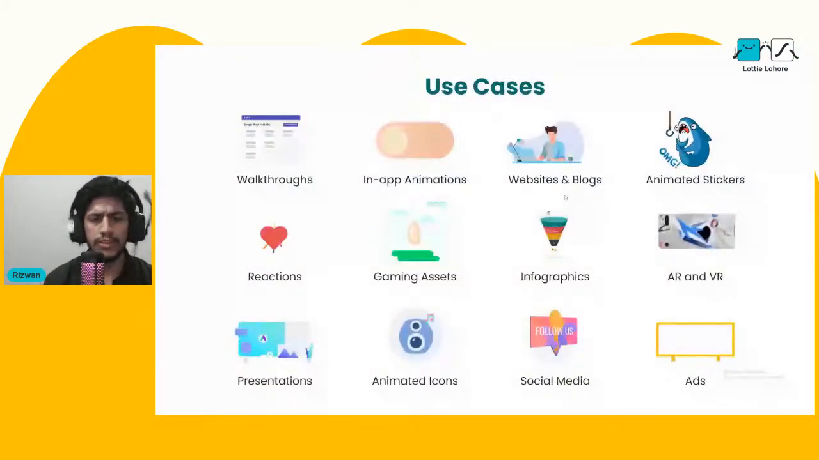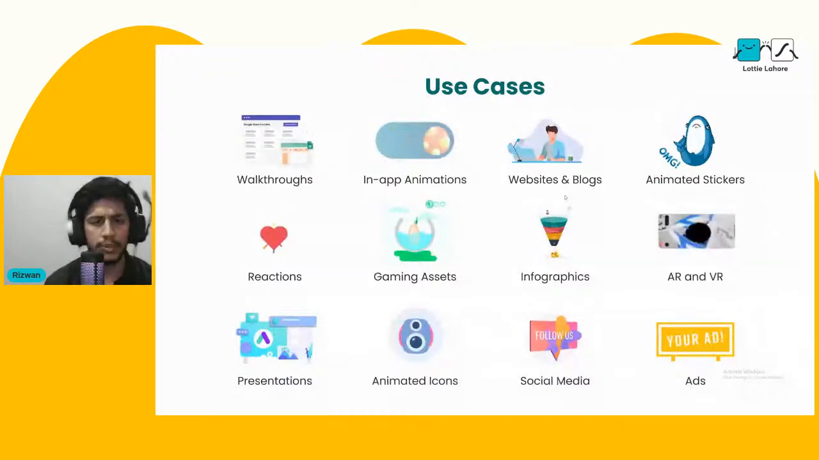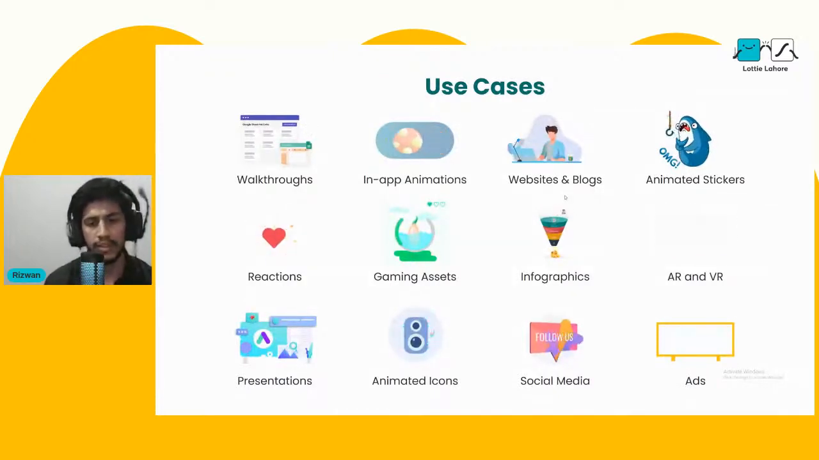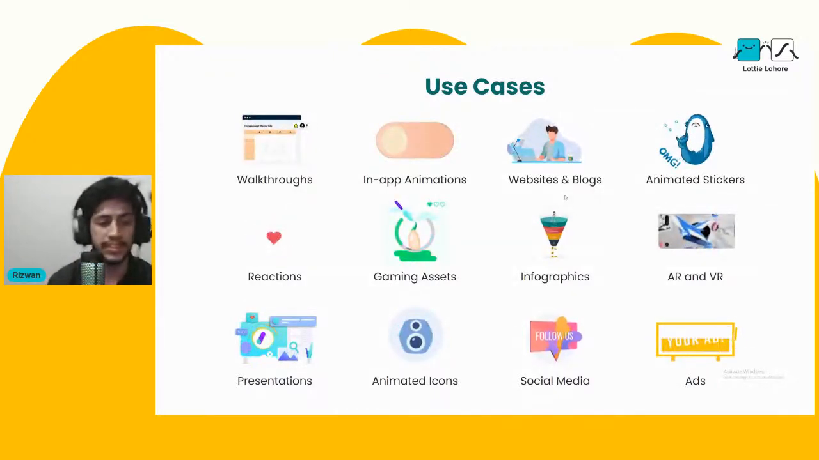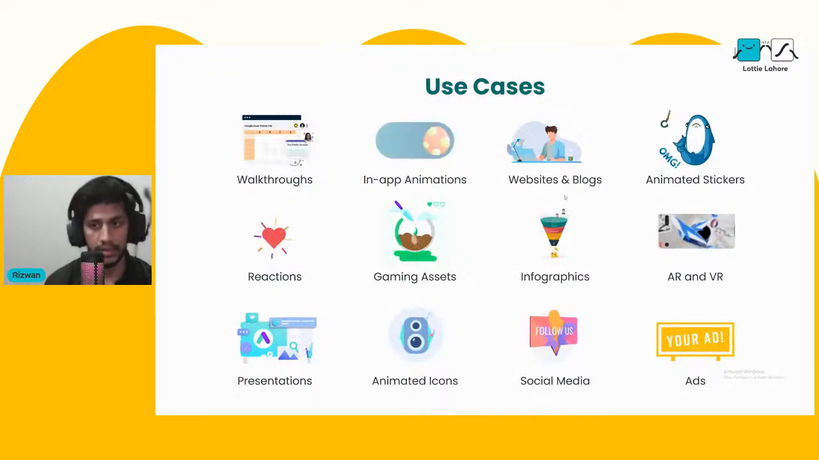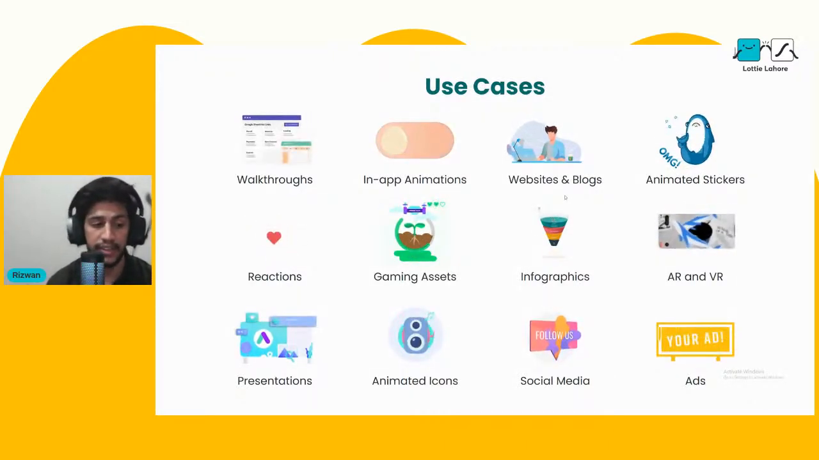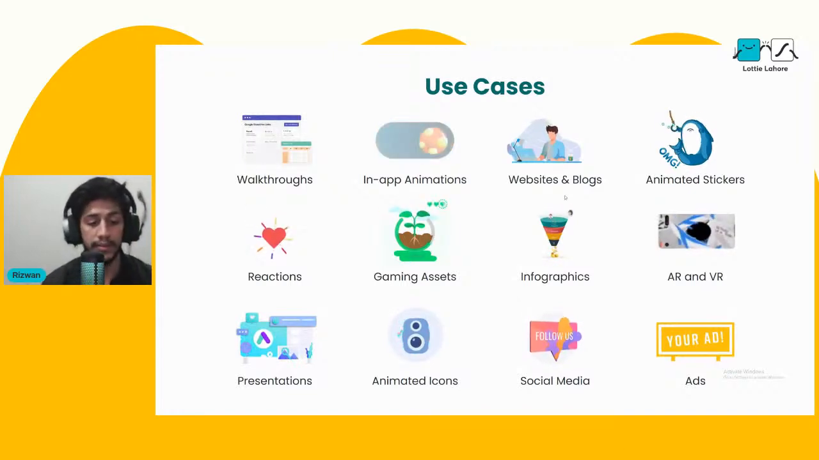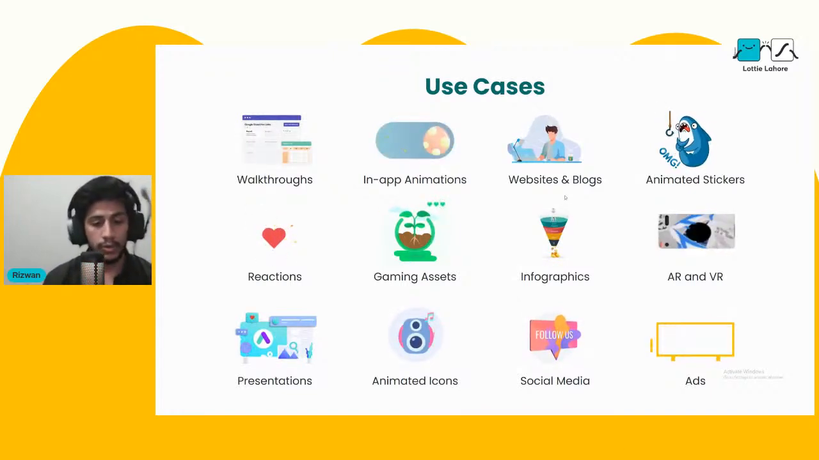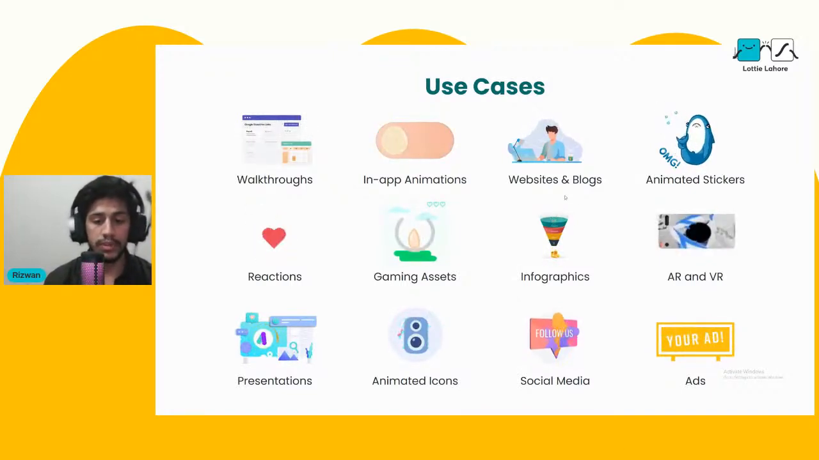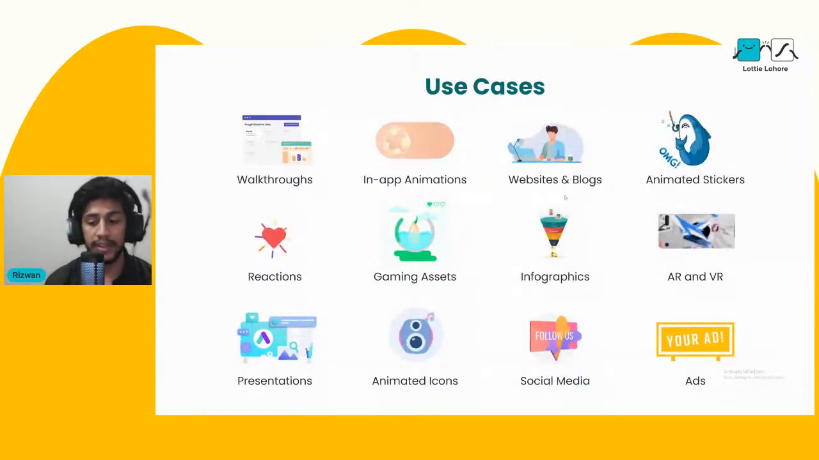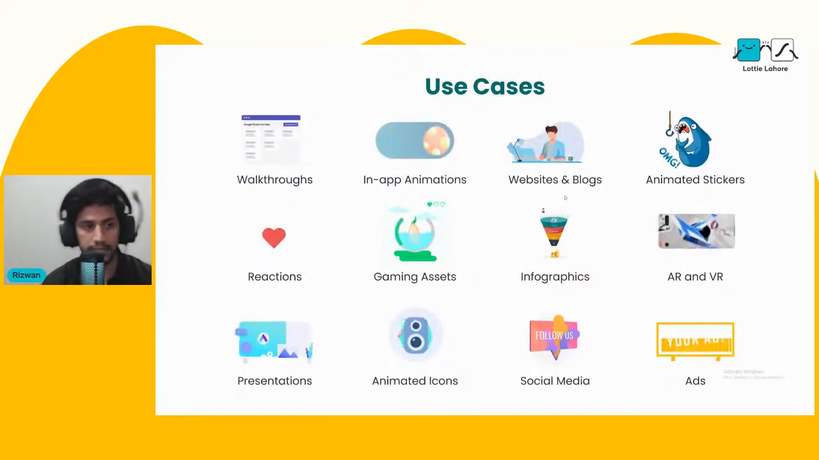Where can we use Lottie files? These are the most common use cases, like in-app animations. We can use it in websites and blogs, animated stickers in WhatsApp or reactions, gaming assets, infographics, and AR and VR. We can also use it in presentations, and in animated icons on any app or websites and social media. We can also use it as ads.